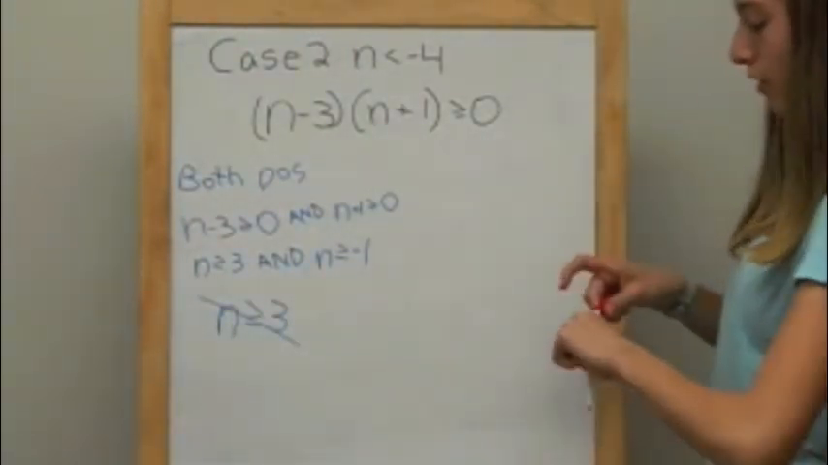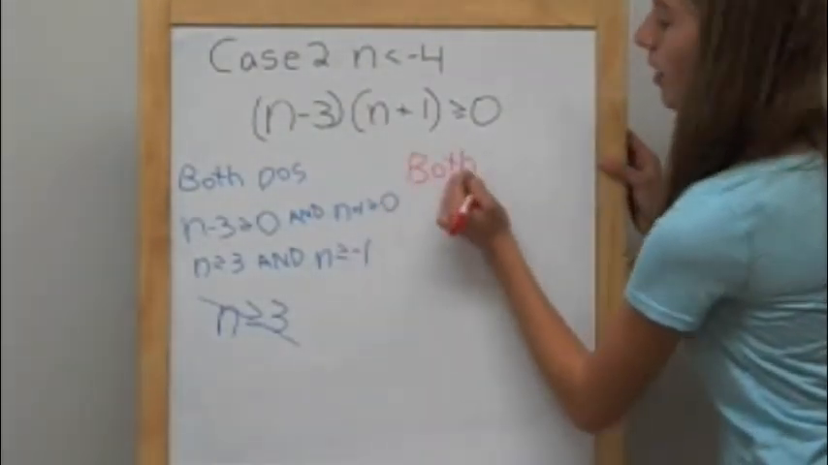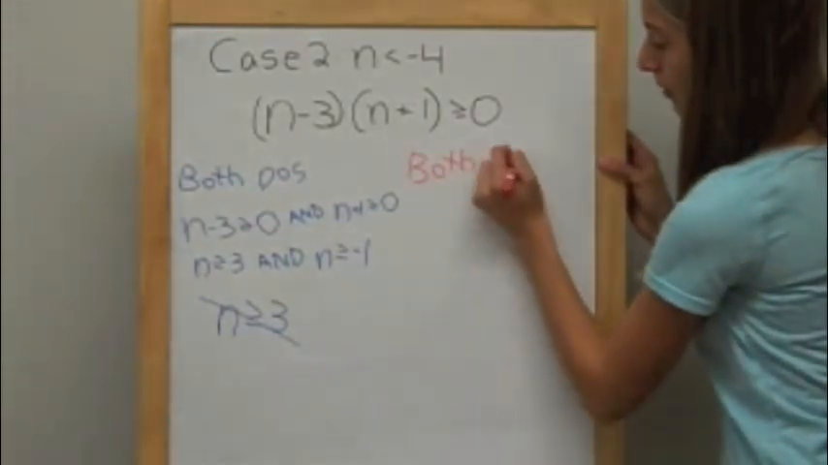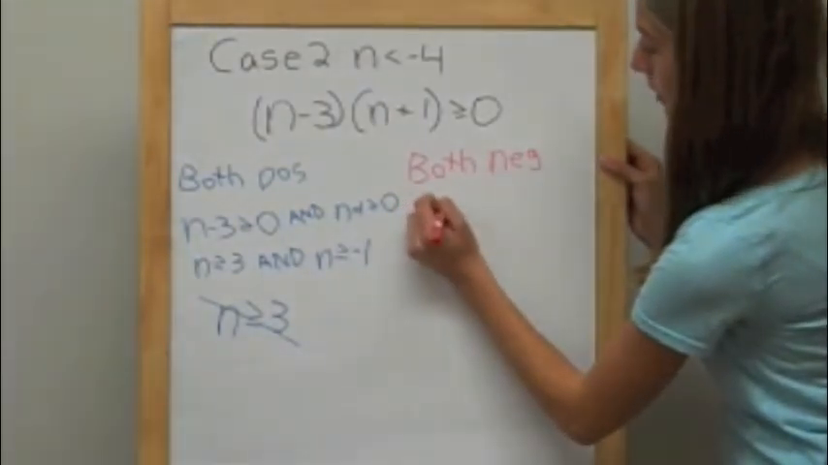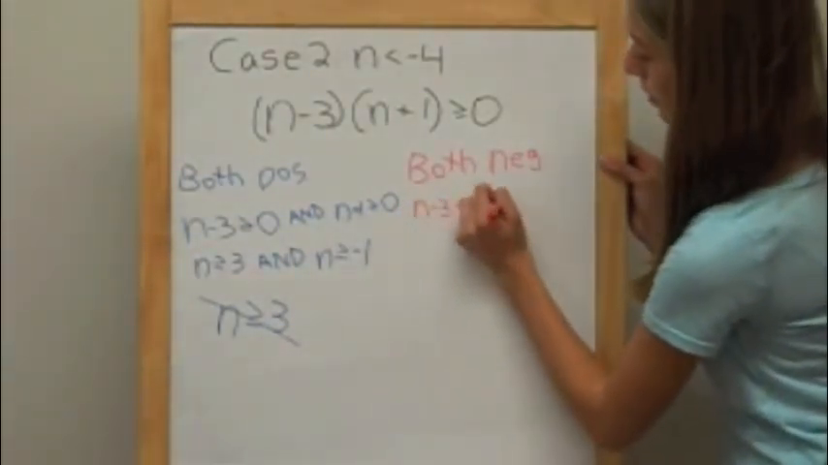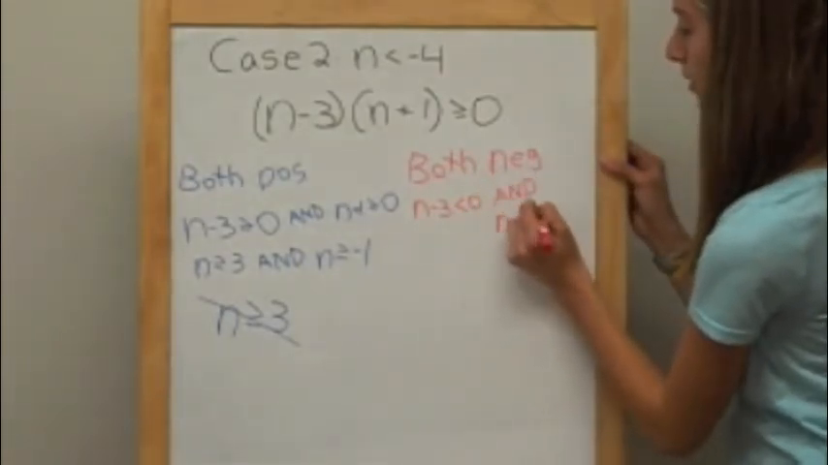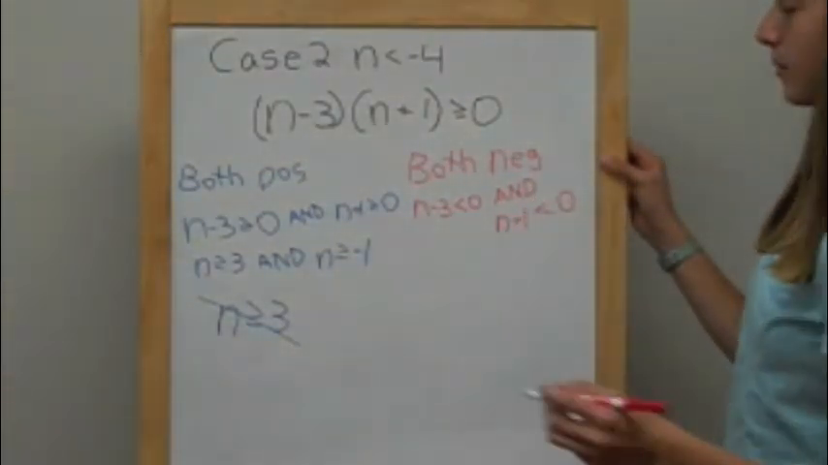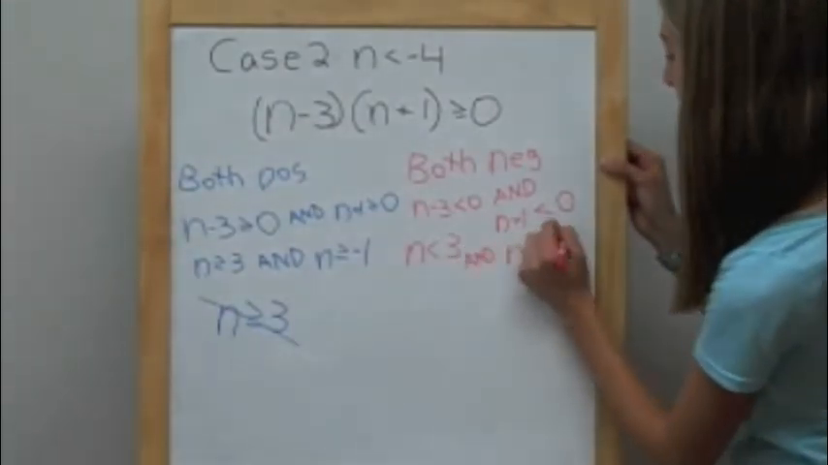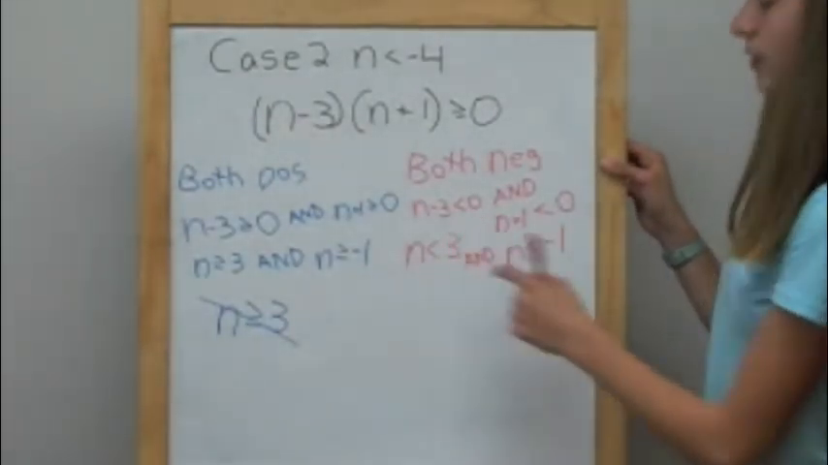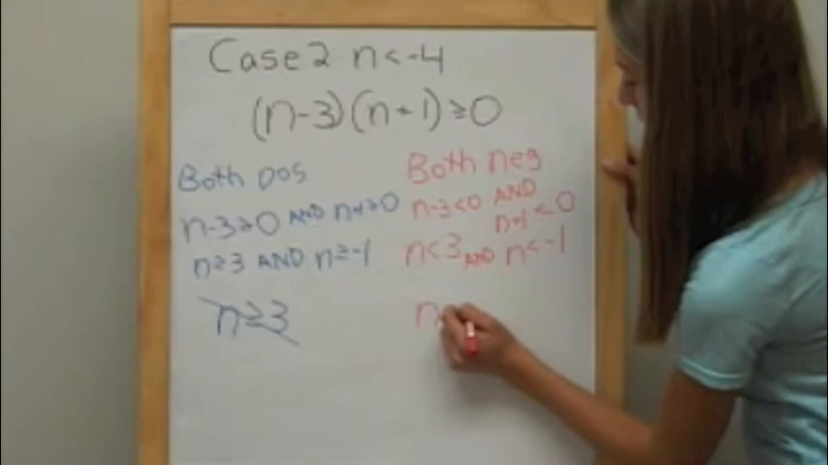And for our second case, both factors have to be less than 0 or negative. So we have n minus 3 is less than 0, and n plus 1 is less than 0. Now we simplify. For n to be less than 3 and less than negative 1, n has to be less than negative 1.